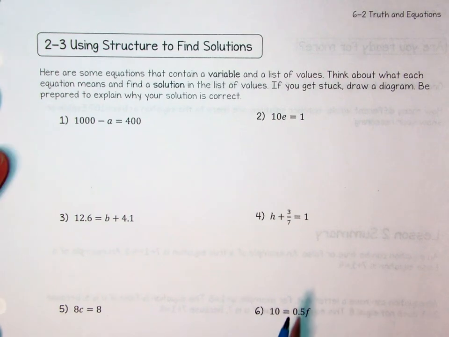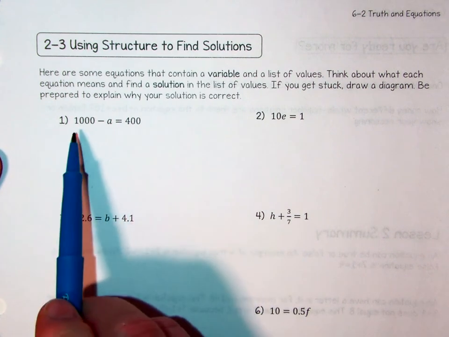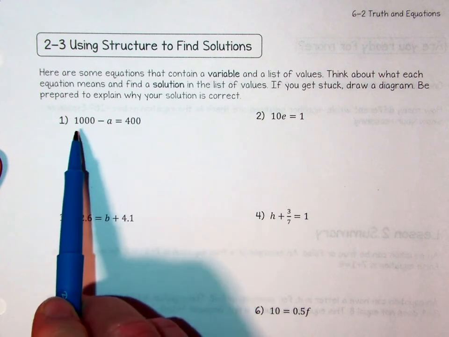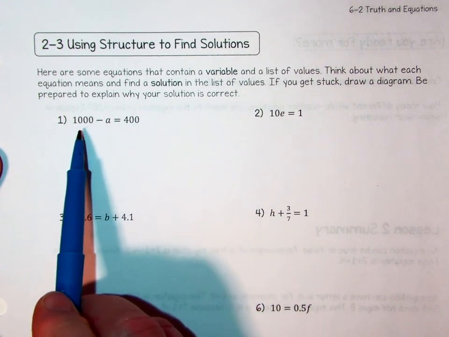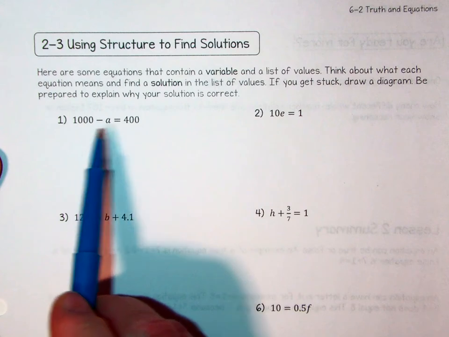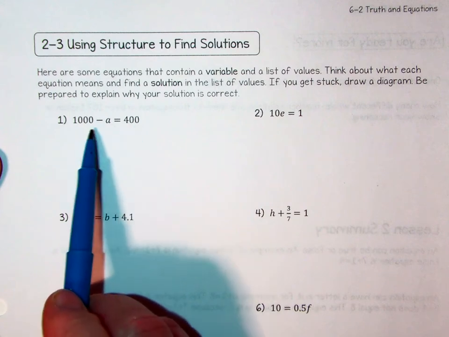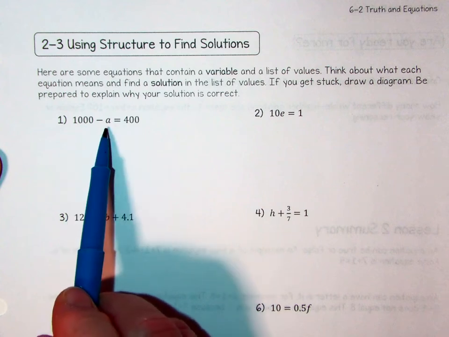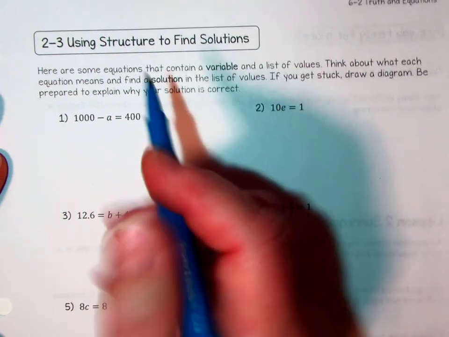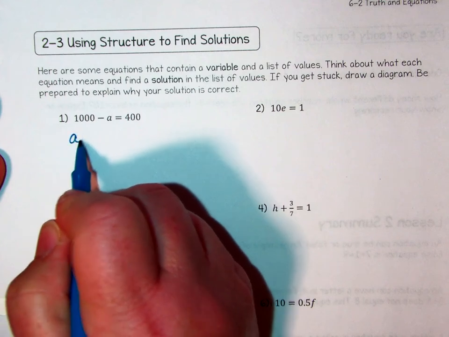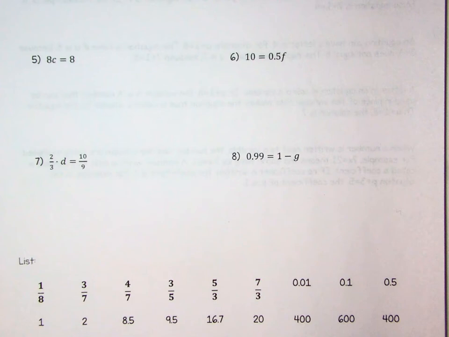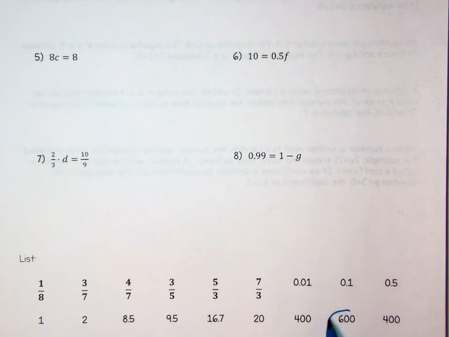1,000 minus A equals 400. So this is one you might be able to solve on inspection. If you take 1,000 and subtract some number, you're left with 400. So some of you may be able to just reason, well, I know that if I take 1,000 and I am left with 400, I must have subtracted 600, because 1,000 minus 400 would leave 600. So I'm going to say A, I believe, equals 600. And then I can check down in my solution bank, and I see it's right there.